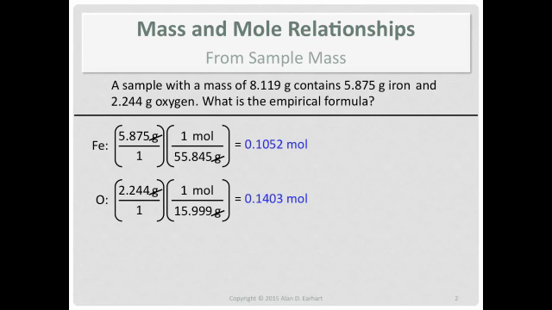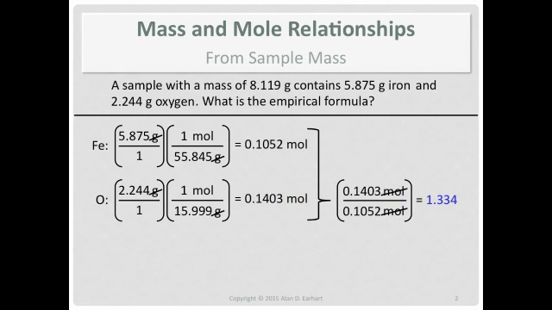And which one do we pick to do our ratio? You pick the smaller one. So we'll divide oxygen by iron. And that comes out to be 1.334. So our information says that for every mole of iron, we have 1.334 moles of oxygen.